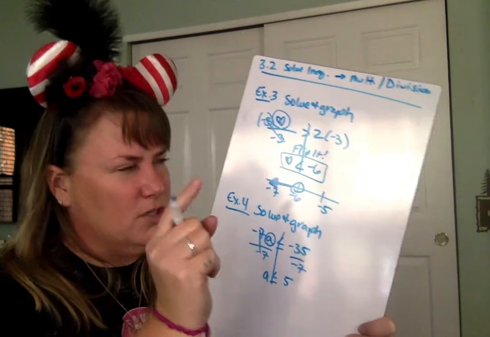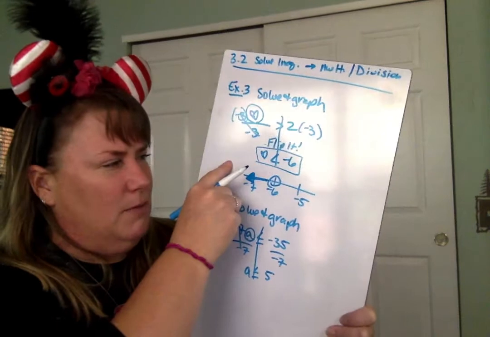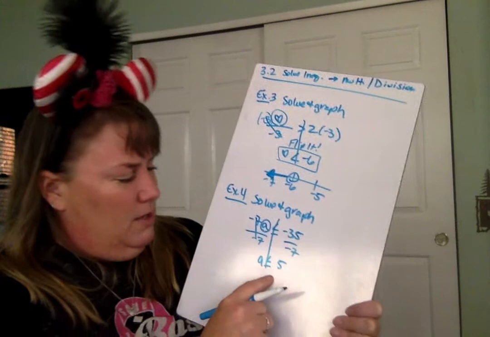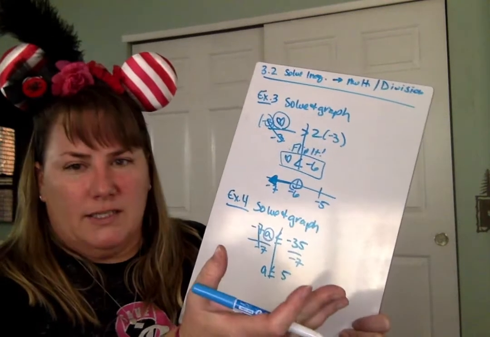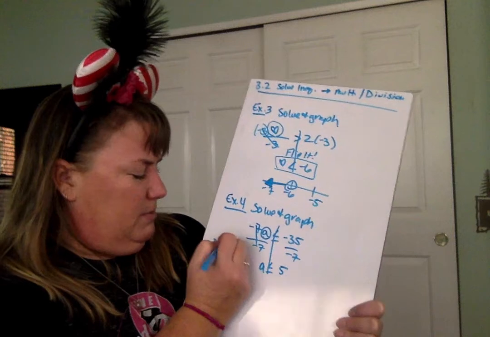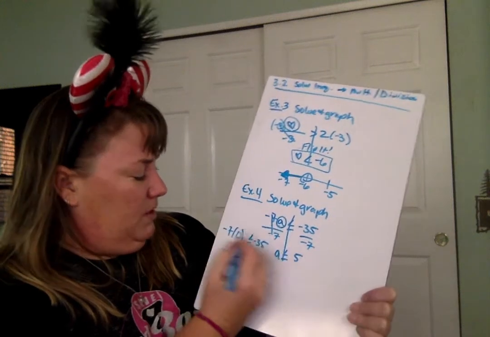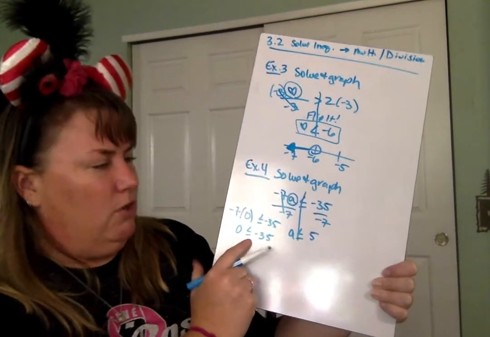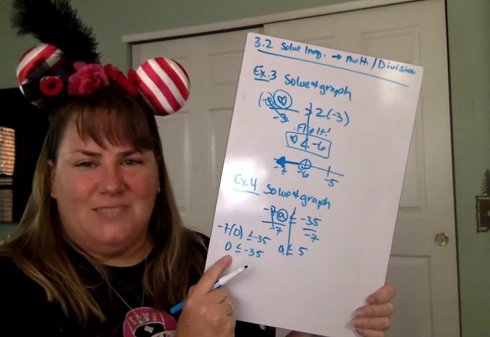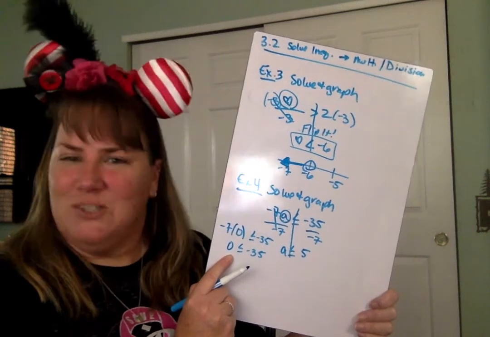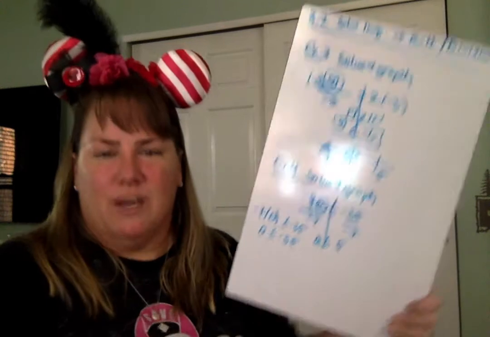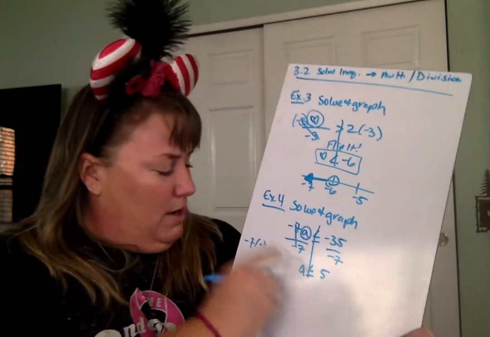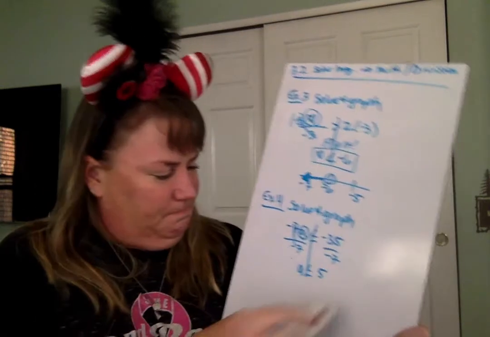I'm not going to do everything. Knowing what we know about this problem, I'm just going to plug in a number up here to see if this is true or not. So let's go 0. I like 0. So -7 times 0 is less than or equal to -35. So 0 is less than or equal to -35. Also known as -35 is greater than or equal to 0. Is that true? No, it's not. 0 is greater than any negative number. So this is yet another problem where you have to flip the inequality.